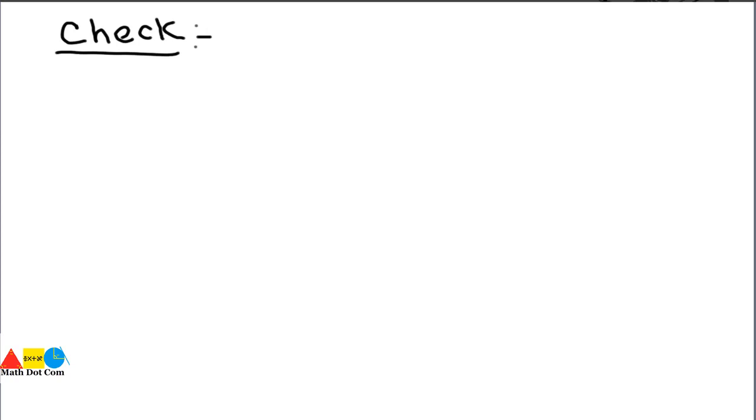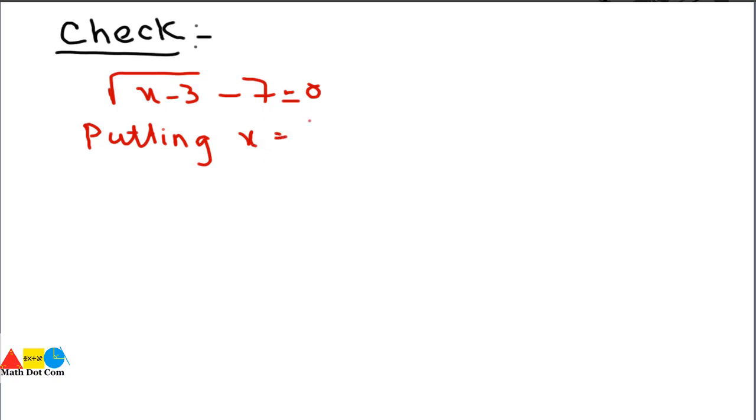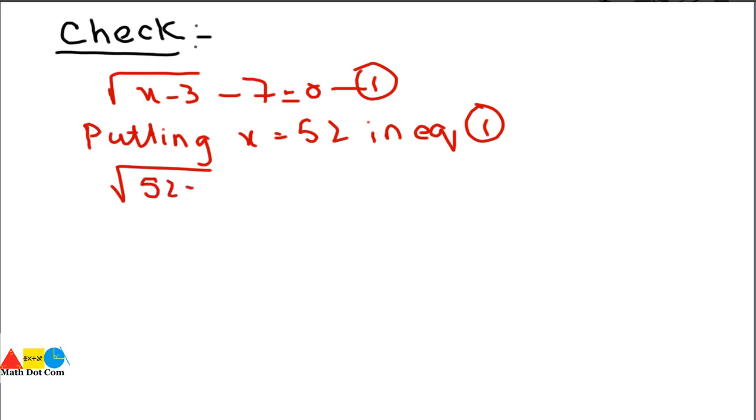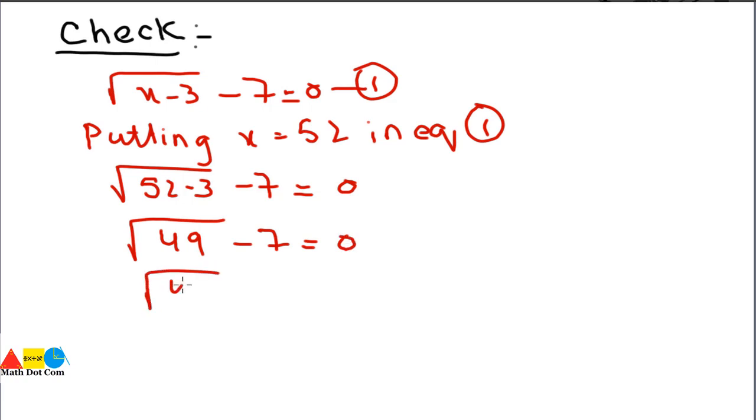Okay, so the equation was under root x minus 3 minus 7 equals 0. Putting x equals 52 in equation 1, what we will get, we write under root 52 minus 3 minus 7 equals 0. Under root 52 minus 3 is 49, minus 7 equals 0. Under root 49 equals 7, as adding 7 on both sides.